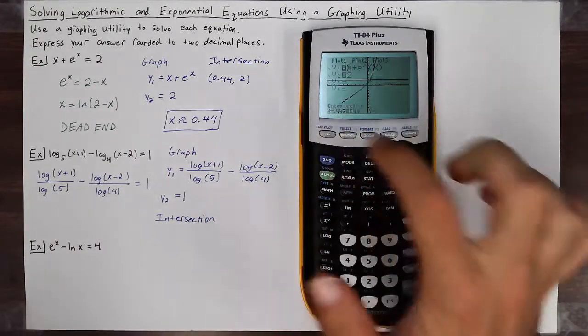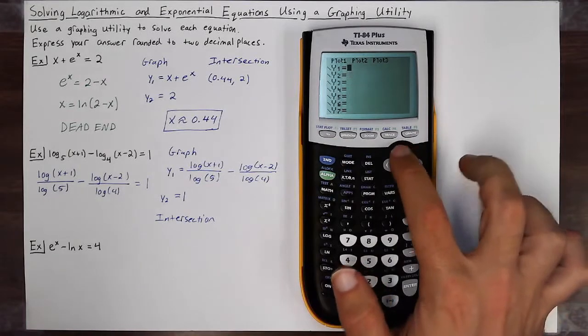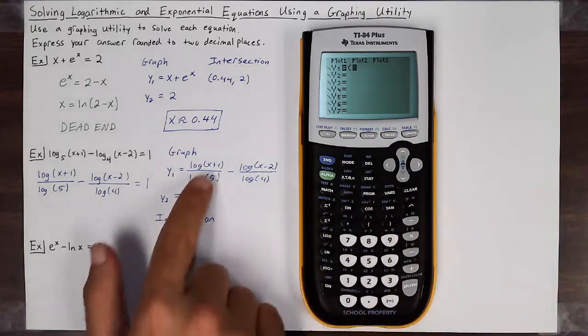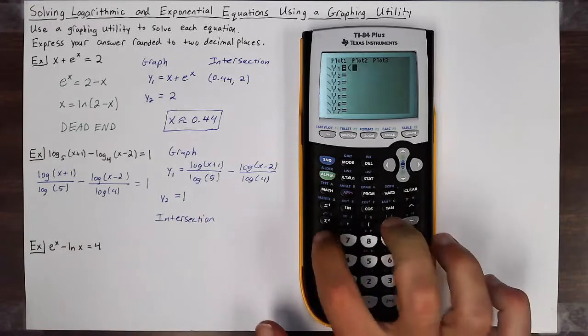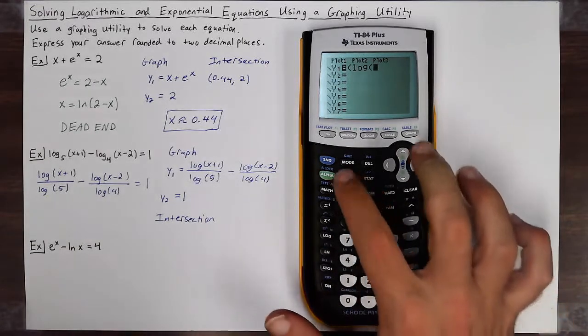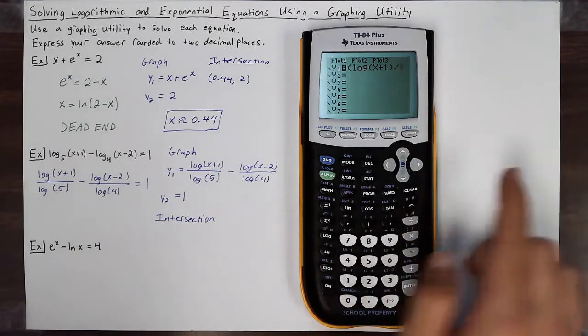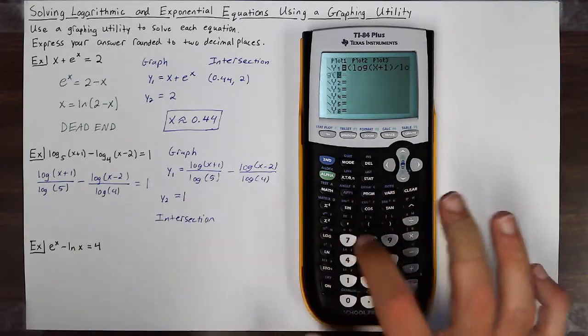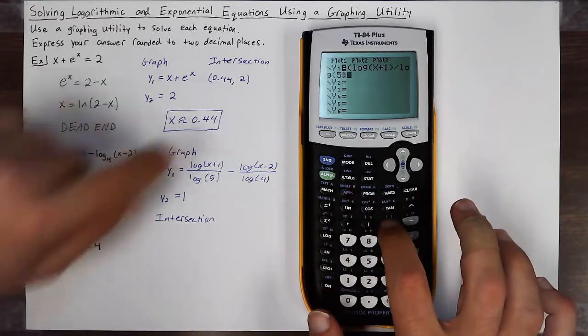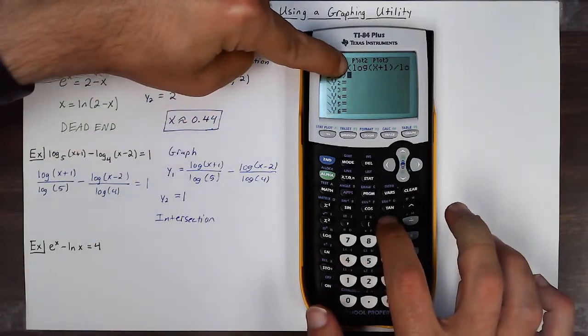So let's go to y equals. I'm going to clear out the other two functions. And be very careful as I plug this in. I'm going to put my first fraction in parentheses to make sure it stays as one fraction. So log of x plus 1. Close the parentheses on the log. Divide the log by log 5. Close the parentheses on the log. And then on the fraction itself.